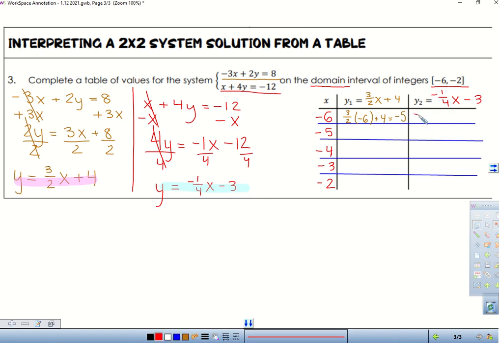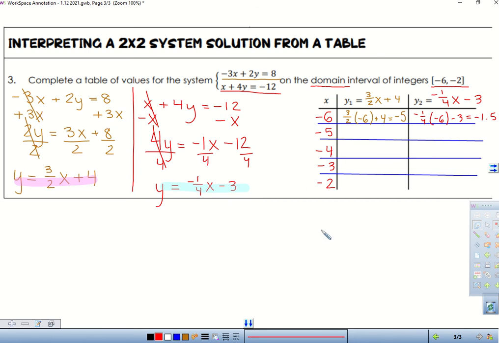And then I'm going to do the same math here. -1/4 times -6 minus 3. If I do that math, I'm going to get 6 divided by 4 minus 3. That gives me -1.5. So as you can see, these results are not the same, so we need to keep going until we get the same result, okay?